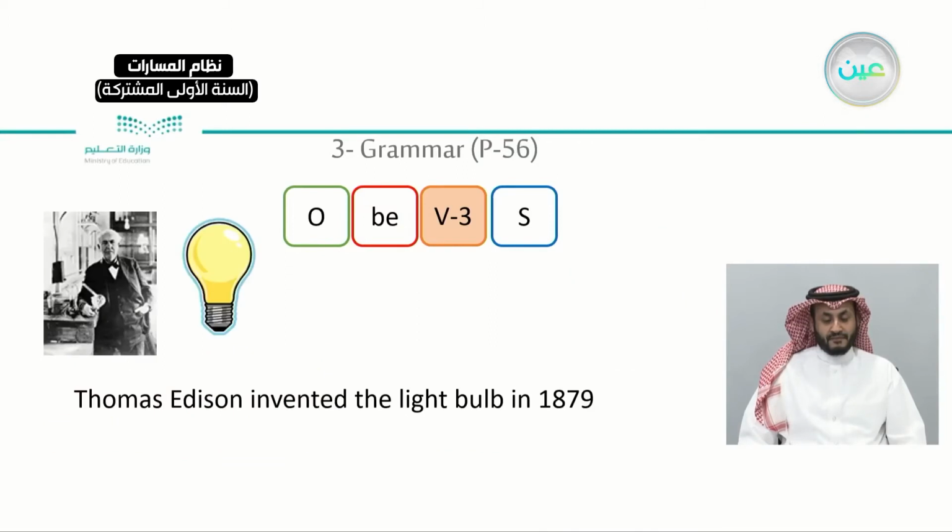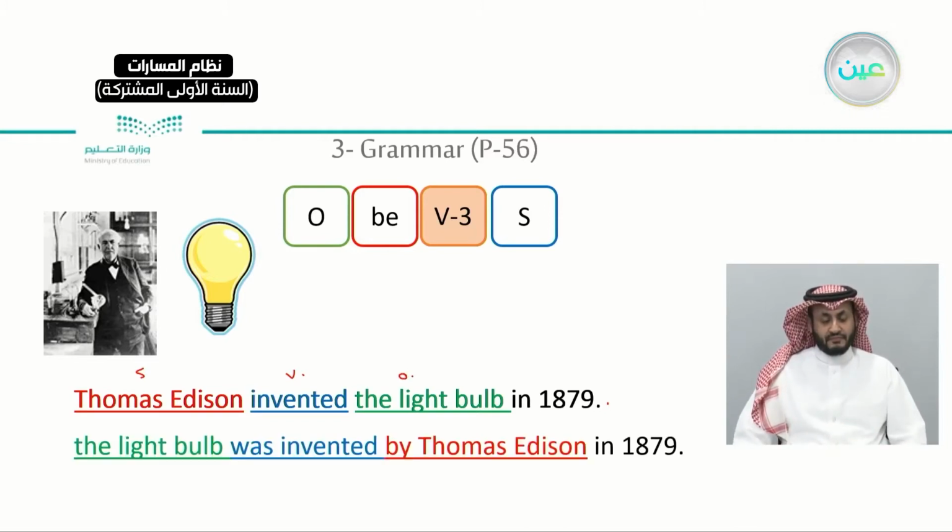One more. How about Thomas Edison? He invented the light bulb in 1879. Let's put the subject, verb, and the object. Subject, verb, and also the object. Put it in the right order. The light bulb, this is the object, was invented by Thomas Edison in 1879. Was because we have invented in the past.